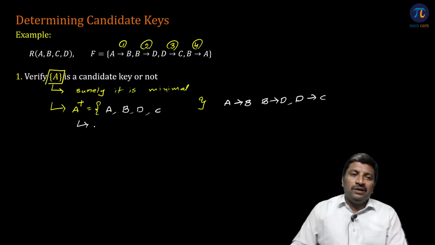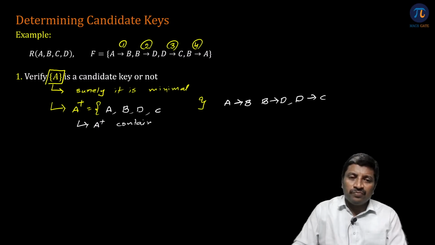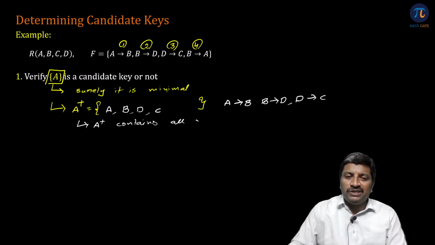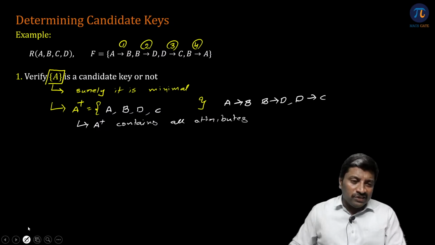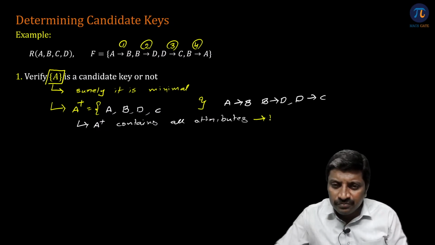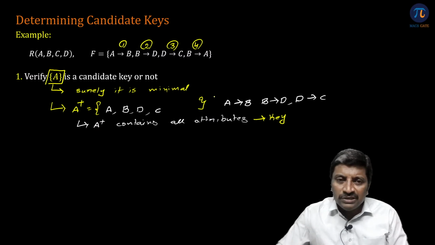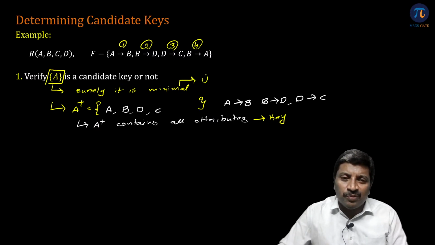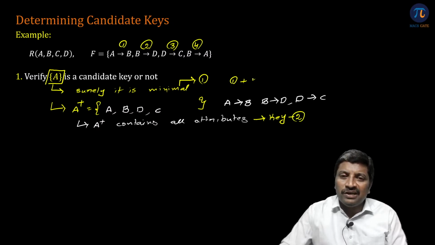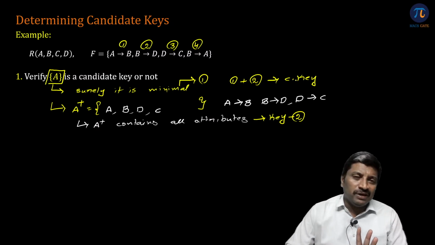So what happens, sir? A closure contains all attributes. Sir, when the closure contains all attributes, we can say surely it is a key. Since we already know it is minimal and it is a key, I can say it is a candidate key. What is a candidate key, sir? It should be a key with a minimal set of attributes. Am I clear in this?